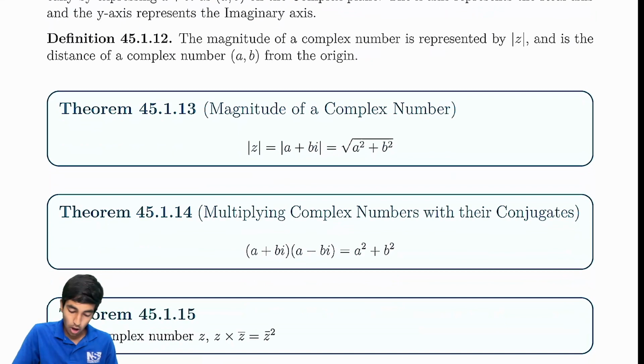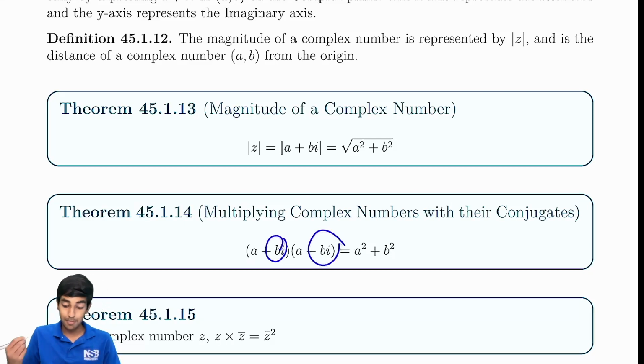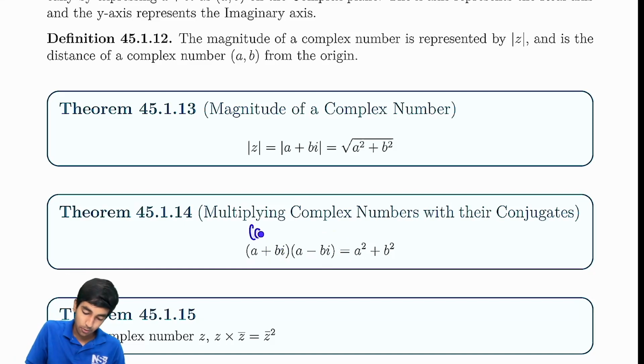Okay, now multiplying complex numbers. (a + bi) times (a - bi) is this. a squared, and then this is abi, this is minus abi, they cancel. And then this times this is b squared. We end up with this. And it's kind of similar to difference of squares, which is this.